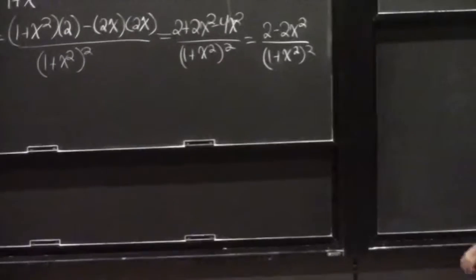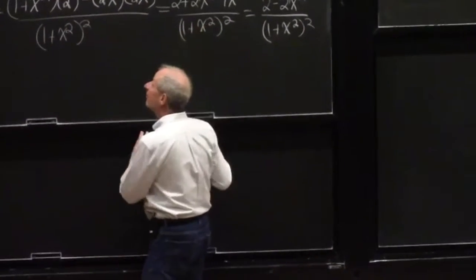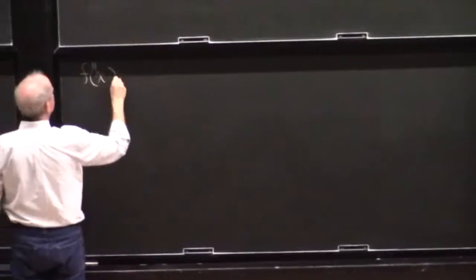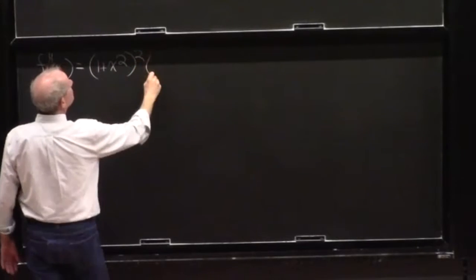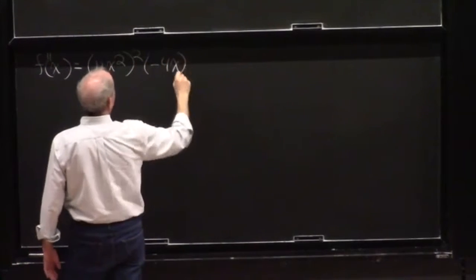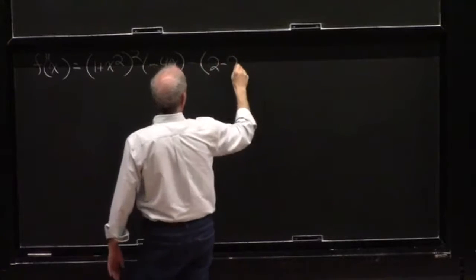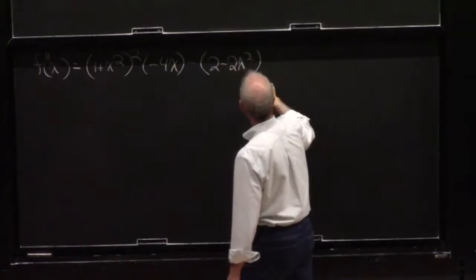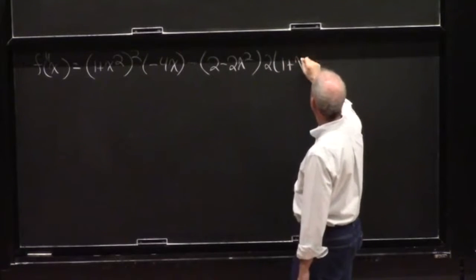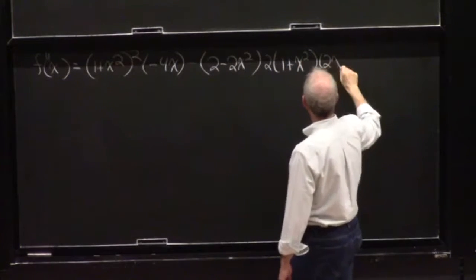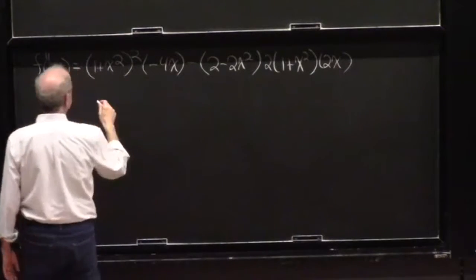Now let's do the second derivative. We've got the bottom function times the derivative of the top minus the top function times the derivative of the bottom, which is 2 times 1 plus x squared, times 2x. So we need the chain rule for the bottom.